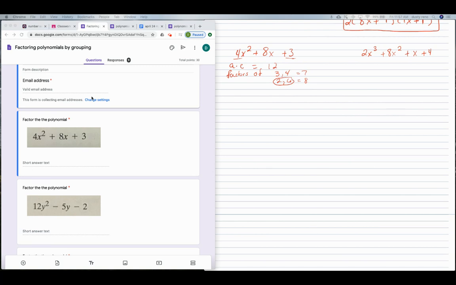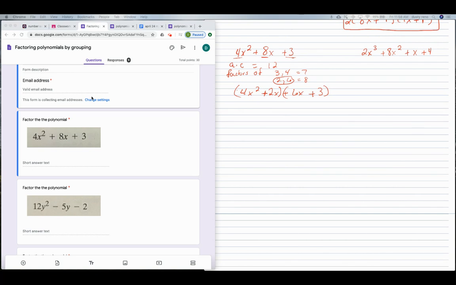And what we're doing with these factors, we're going to break up this 8x so that it's now 4x squared plus 2x plus 6x, because 2x plus 6x would give us that 8x, plus 3. So what this does is now it gives us 4 terms, and now we can group the first two and the second two. Now looking at this, we pull out the greatest common factor.